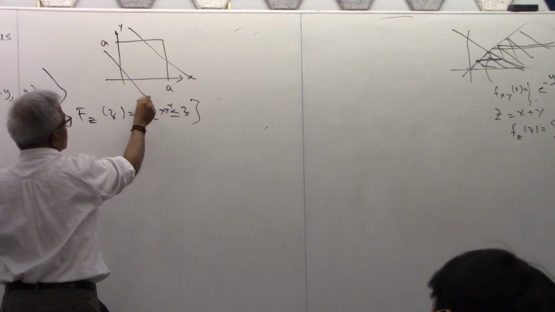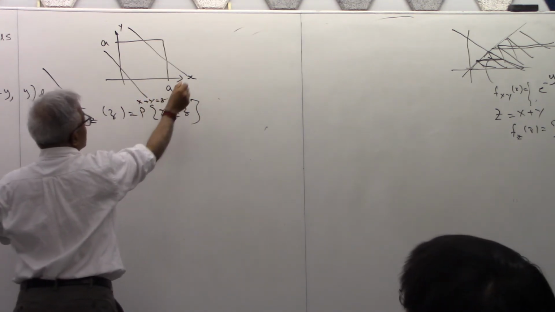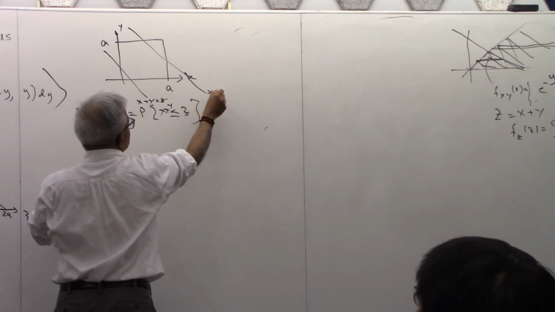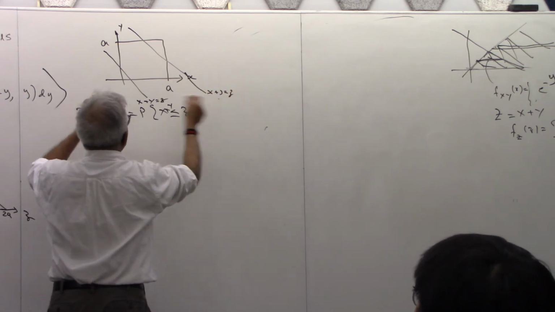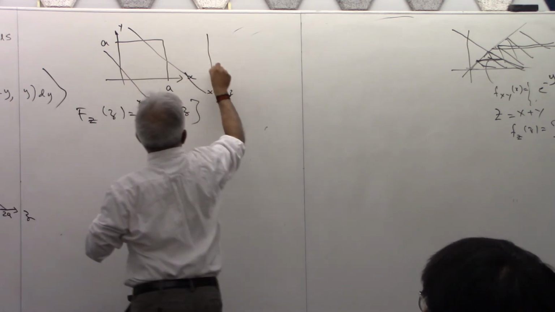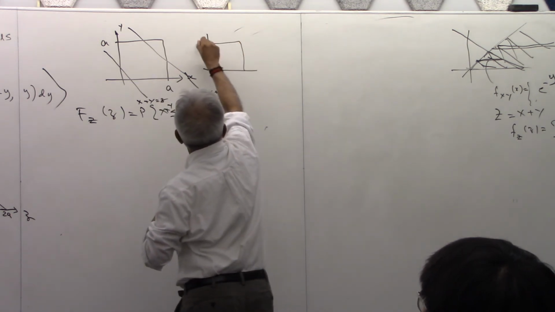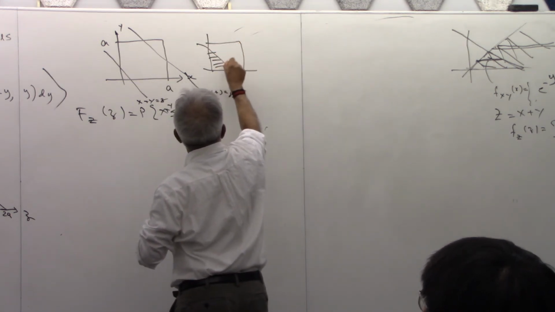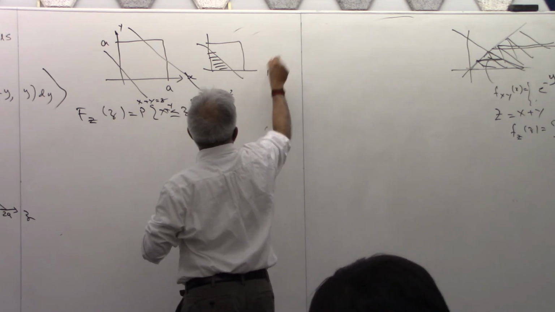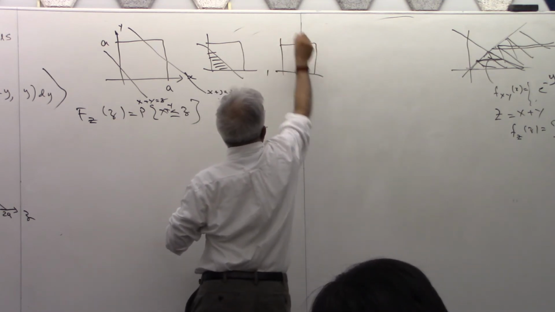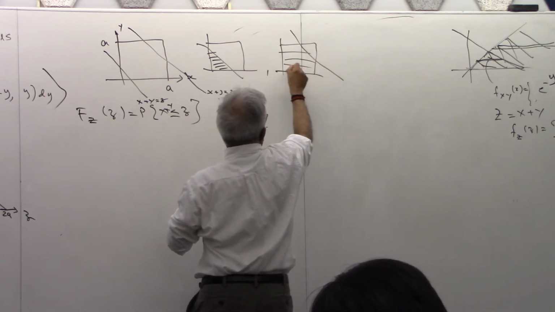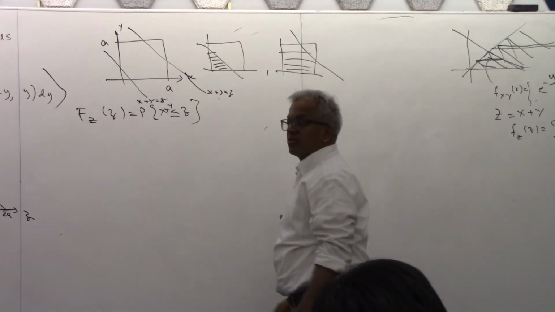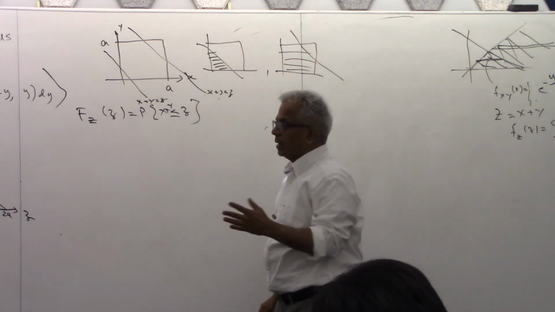A line, this is also x plus y equal to z. This is also x plus y equal to z. So the two cases are, I'll redraw it here. One case is here, we'll be integrating here. Another case seems to be here, we'll be integrating here. What's the difference? The two regions are different, so we have two cases.